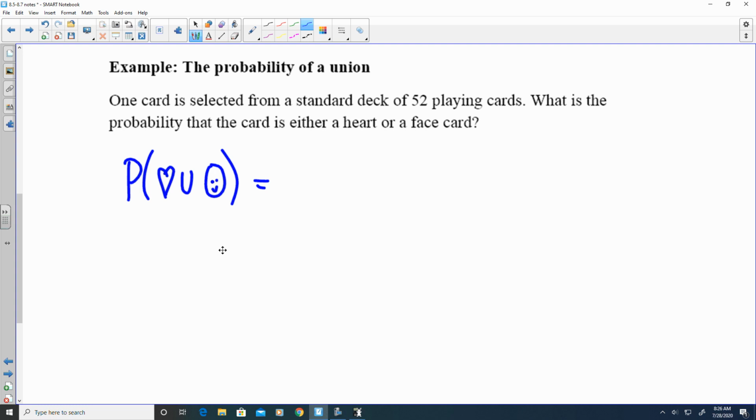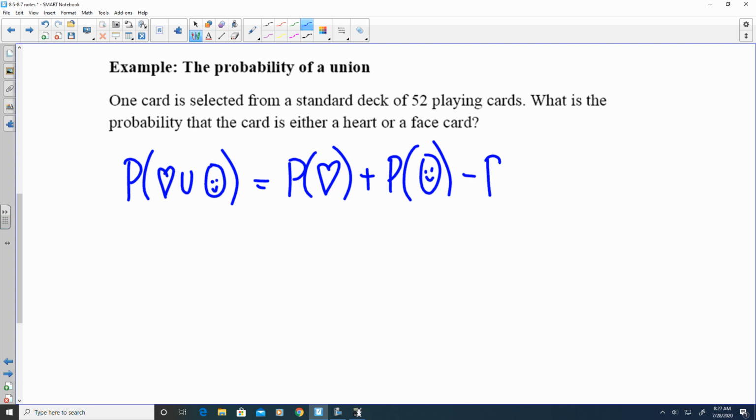The equation that we just saw up above about the union of 2 events, or the OR, is we do the probability of heart plus the probability of face, minus the probability of the combination, heart face.